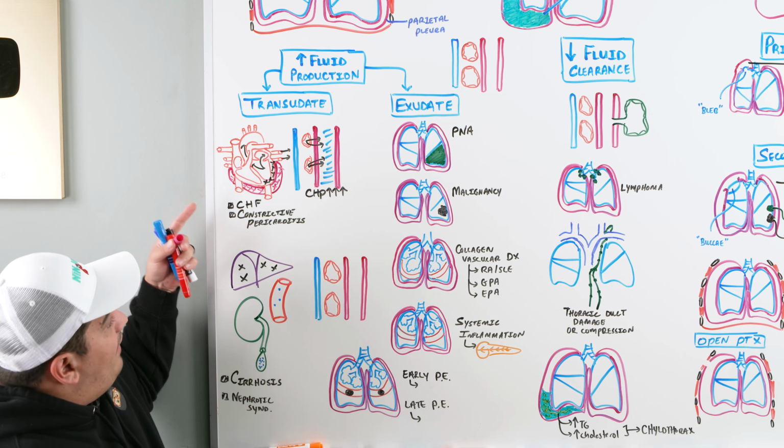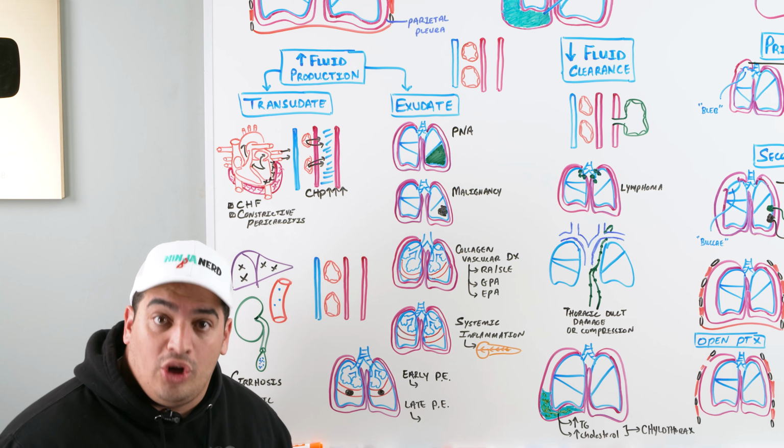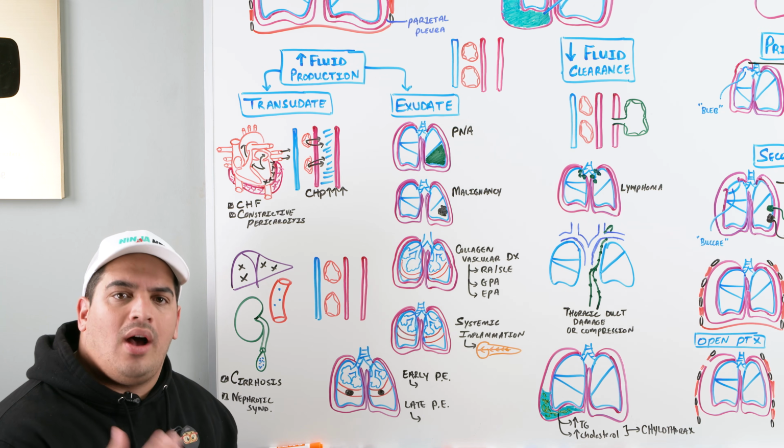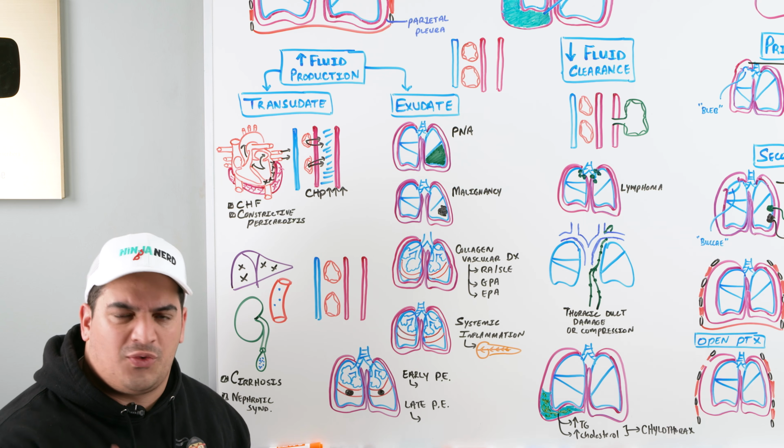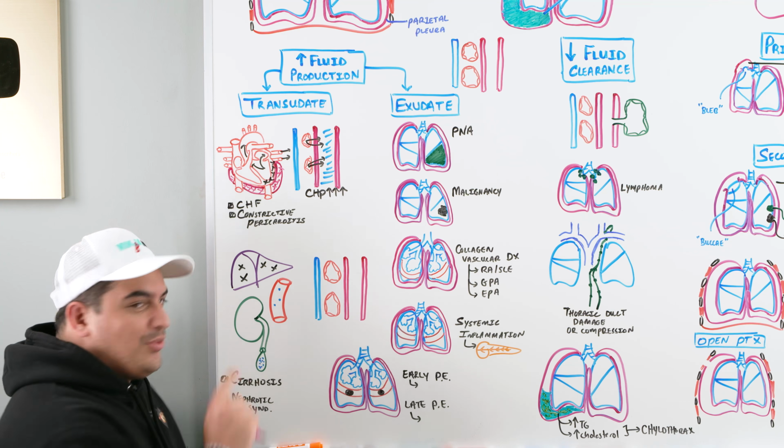So we have CHF, constrictive pericarditis. If you really wanted to add another one in there, you could add in restrictive cardiomyopathy as well. Anything that's going to cause high pulmonary venous pressures from left-sided heart failure is the kind of feature that we want to remember. Here's the other one.